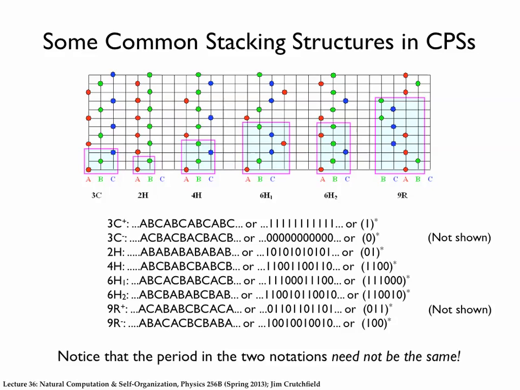Now we also have alternative stackings. One is called the 4H, and typically the number in front tells you the repeat distance in the physical number of layers. So this should have a repeat period of 4. And if we just write out a sample sequence, this corresponds to a 1100. So 1100, 1100, nice and periodic.